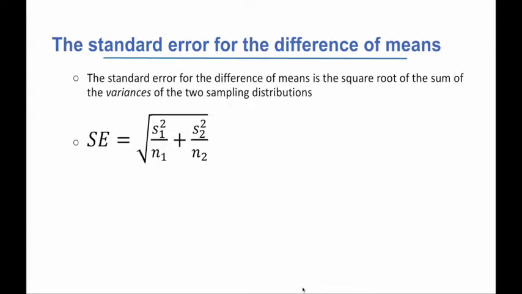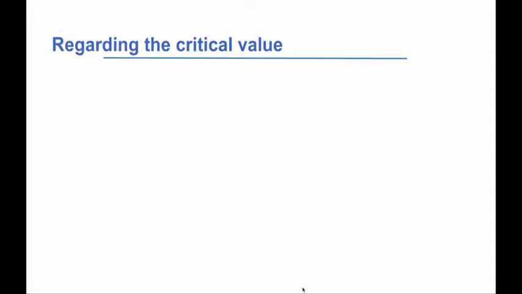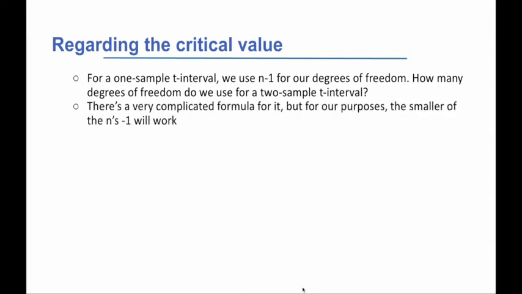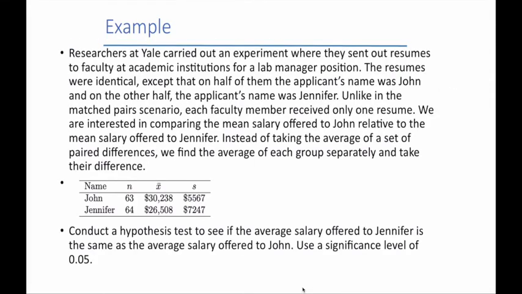Standard error for the difference of means: square root of the sum of the variances of the two sampling distributions. We know how to do this. For a one sample t interval, we use n-1 for our degrees of freedom. For a two sample t interval, there's a very complicated formula, but we're going to use the smaller of the n's minus 1.